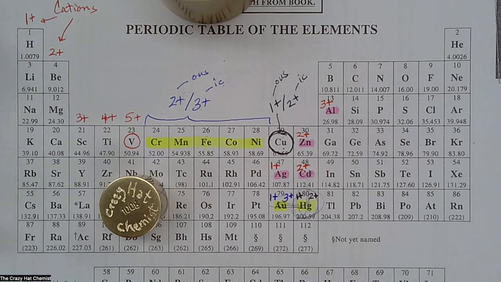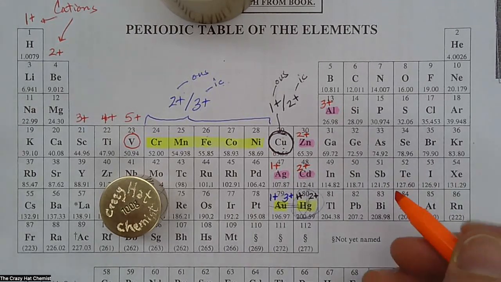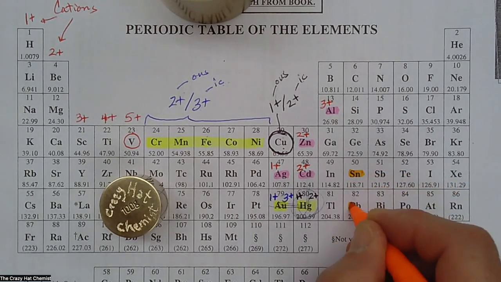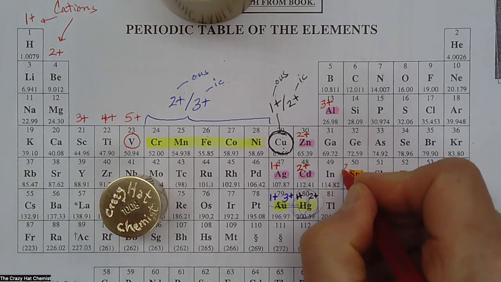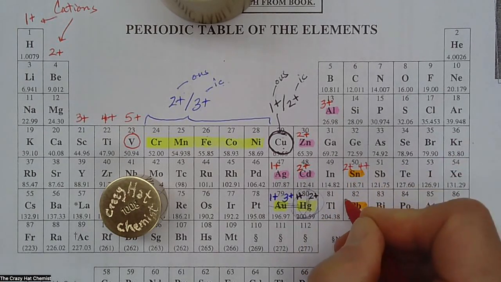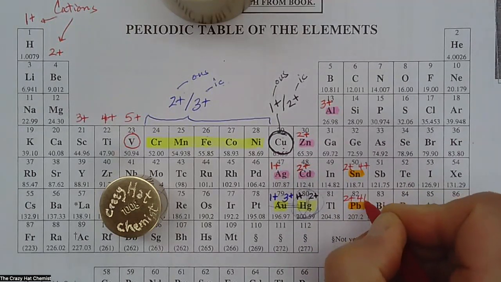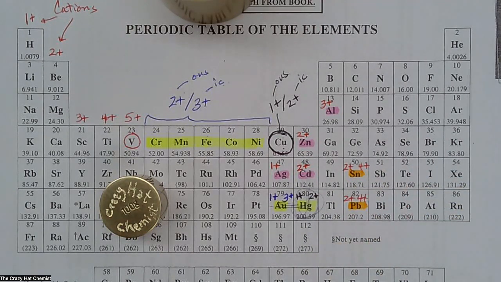We also have 2 other elements right over here that go up and down of each other. That's tin and lead. And tin and lead have the same 2 charges: a 2 plus and a 4 plus, for both the tin and the lead.